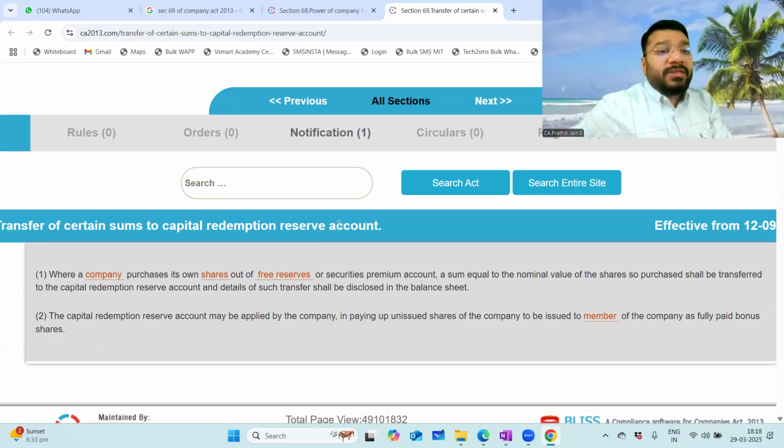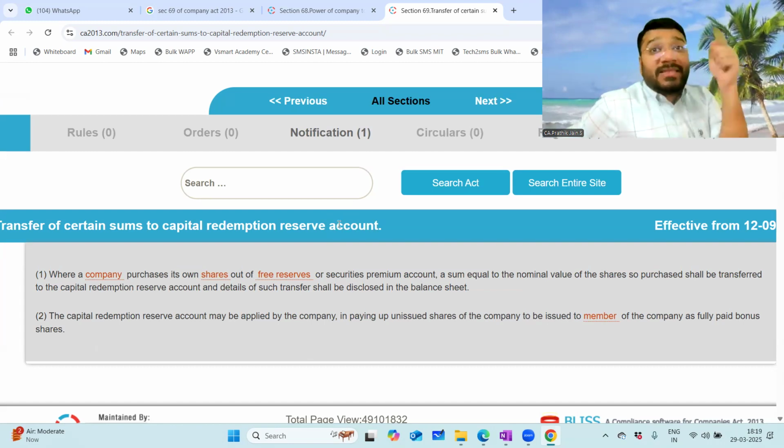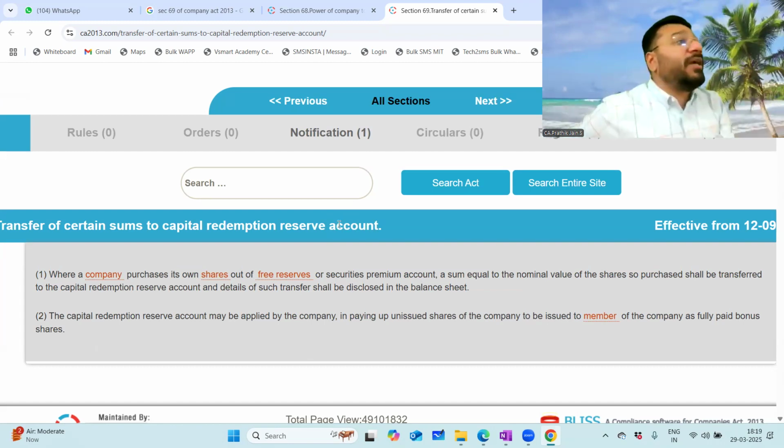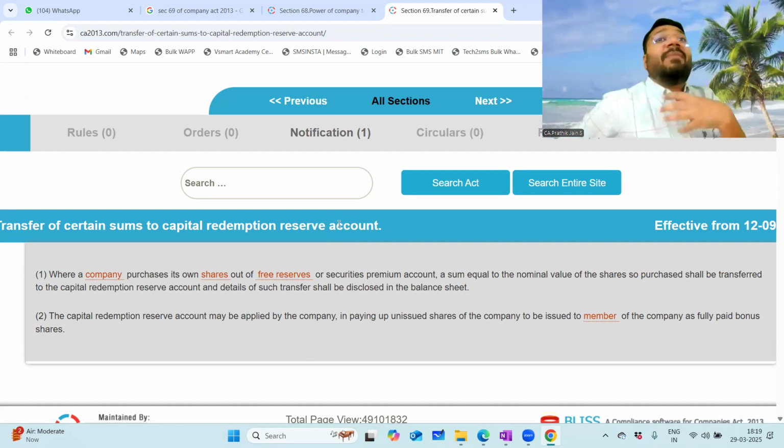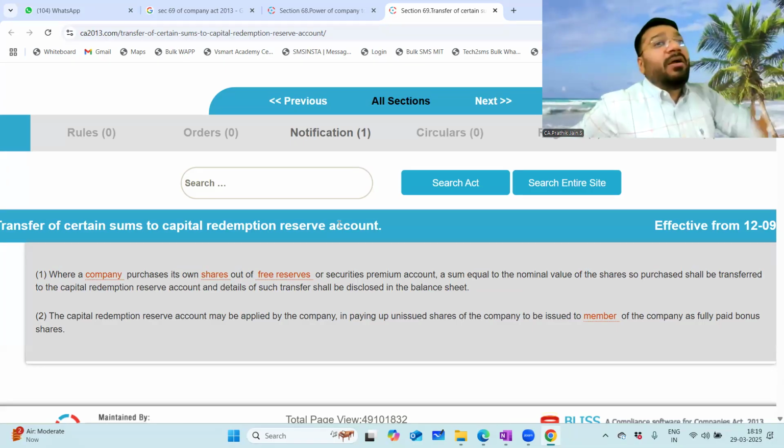Look at point number 2, subsection 2. The capital redemption reserve account may be applied by the company in paying up unissued shares of the company to be issued to members of the company as fully paid bonus shares. So for the purpose of fully paid bonus shares, we can use this money. Which means this CRR is my potential future capital. So the external liability holders need not worry about the money lying in the CRR account because that is equal to the capital. That is what section 69 is saying.